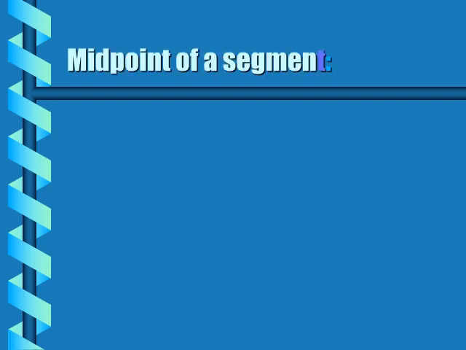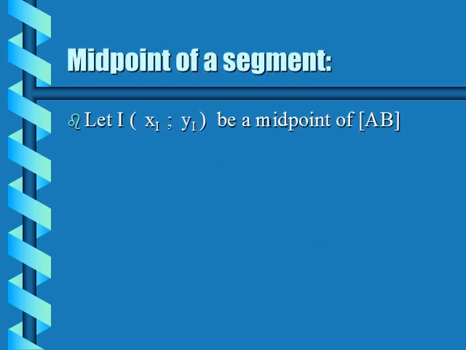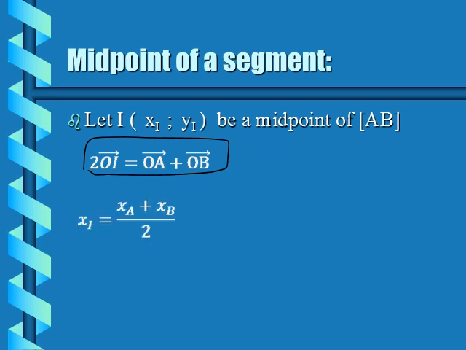Midpoint of a segment. Let I, with coordinates xI and yI, be the midpoint of AB. Find the coordinates of I so that I is the midpoint of AB. As we know, 2 OI equals OA plus OB. So OI equals (OA plus OB) over 2. xI is equal to (xA plus xB) over 2, and yI equals (yA plus yB) over 2.